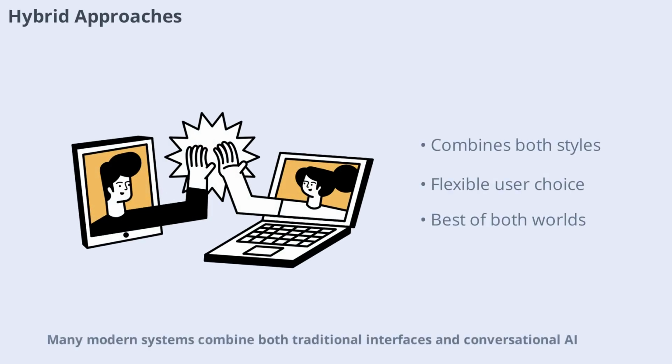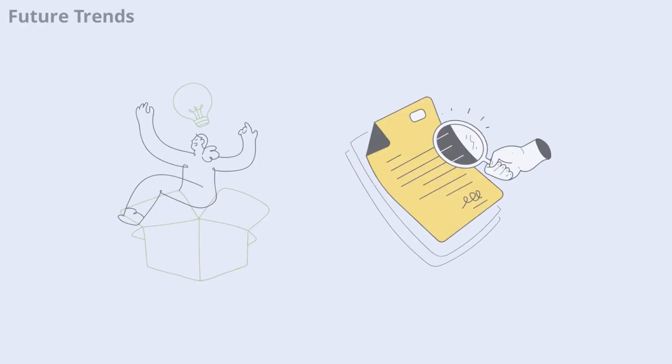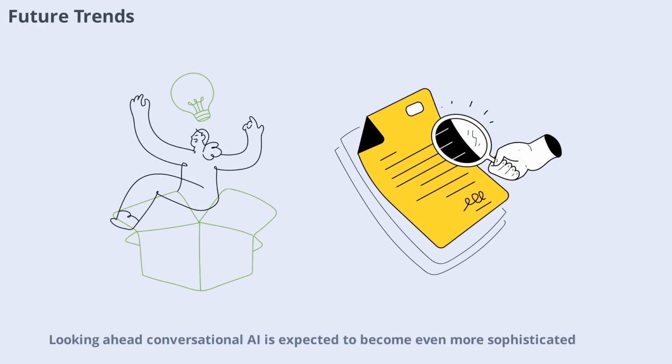Many modern systems combine both traditional interfaces and conversational AI. For example, a banking app might offer both menu navigation and a chatbot for quick help. This hybrid approach gives users the flexibility to choose the interaction style that best suits their needs, blending the strengths of both methods.